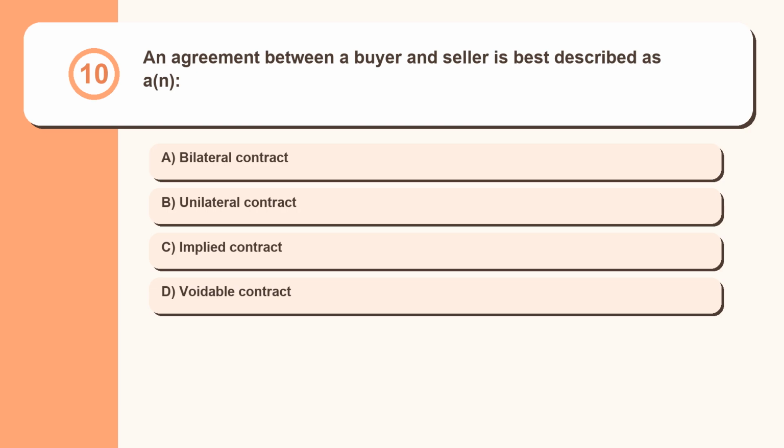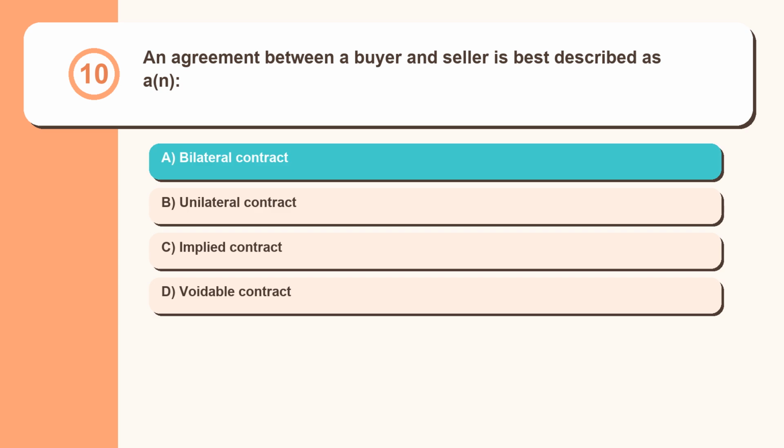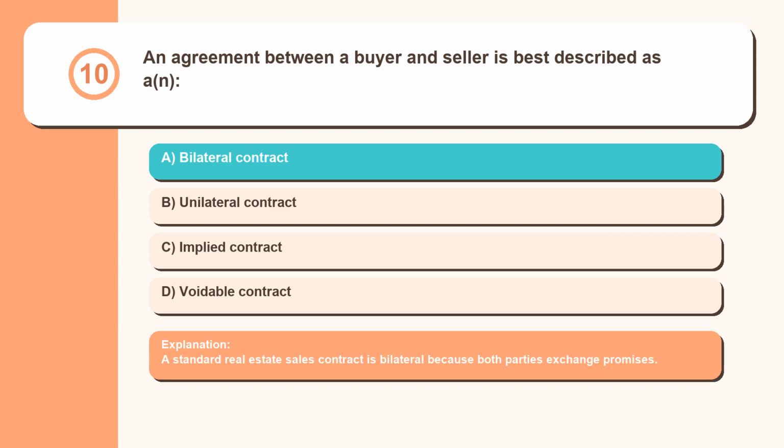Question 10. An agreement between a buyer and seller is best described as a bilateral contract, unilateral contract, implied contract, voidable contract. A standard real estate sales contract is bilateral because both parties exchange promises.